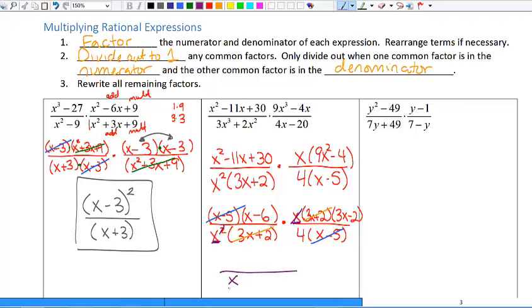I think that's it. Well, that's all I can see anyway. Sometimes it gets a little messy, and so you might want to rewrite it, and then once you're done, make sure that there isn't anything left that you've forgotten or missed.